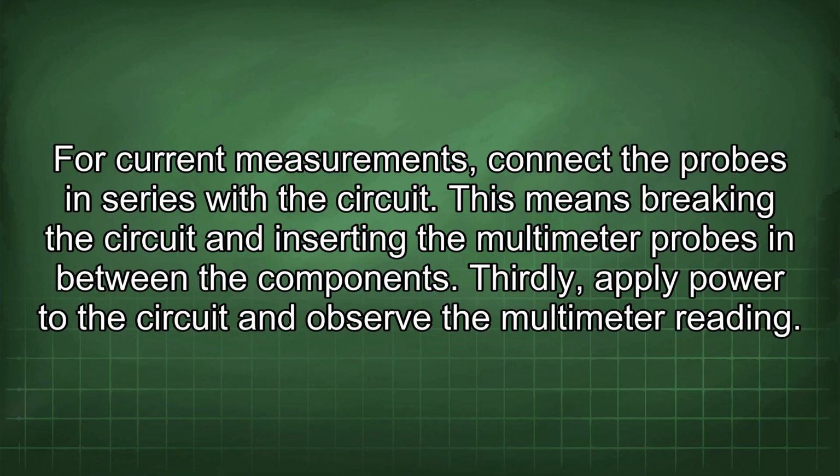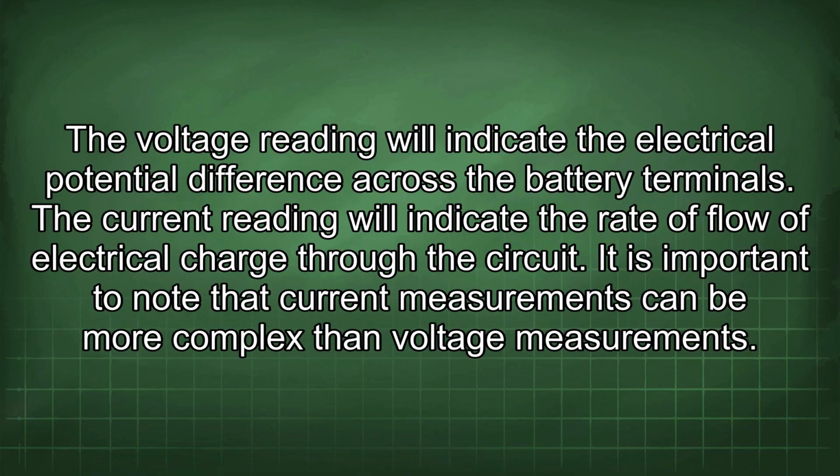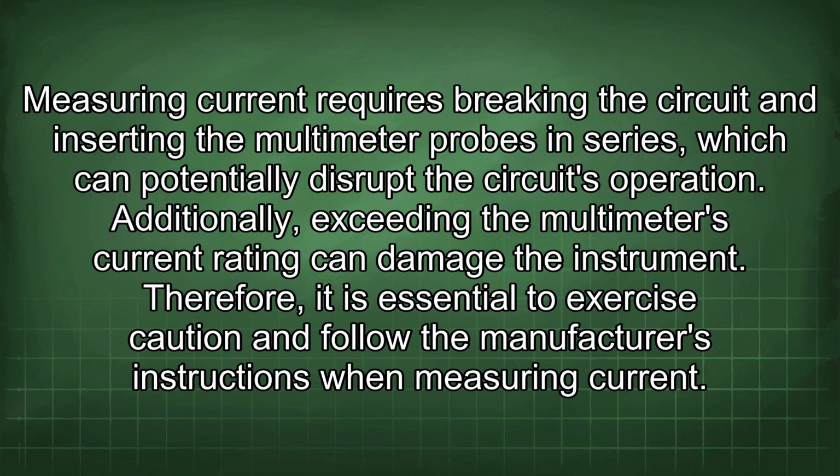Thirdly, apply power to the circuit and observe the multimeter reading. The voltage reading will indicate the electrical potential difference across the battery terminals. The current reading will indicate the rate of flow of electrical charge through the circuit. It is important to note that current measurements can be more complex than voltage measurements. Measuring current requires breaking the circuit and inserting the multimeter probes in series, which can potentially disrupt the circuit's operation.